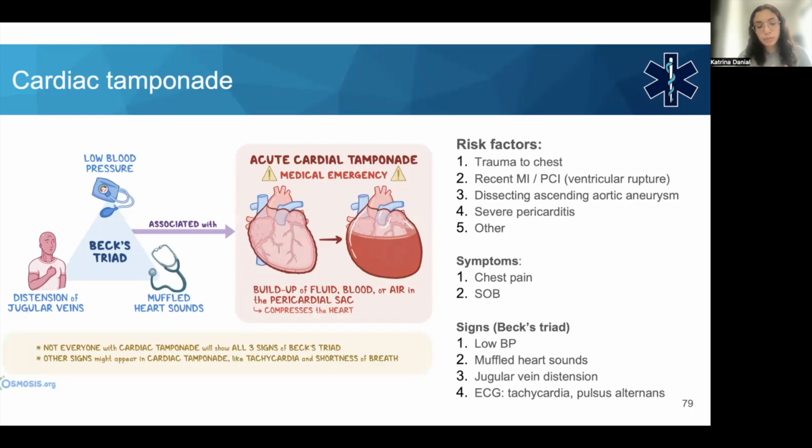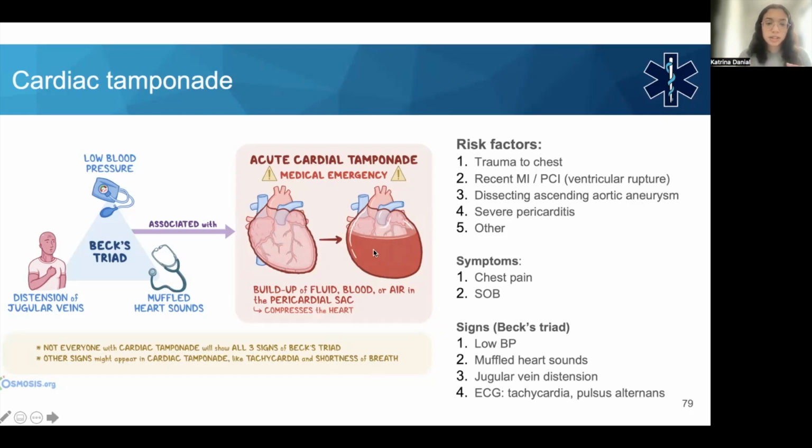So a chest trauma would be a risk factor. If the patient has had a recent heart attack or PCI, and you would know this from your first pathology exam, because one of the complications of a heart attack or a PCI is you have a ventricular rupture. So the ventricle will rupture, and obviously that will cause blood to move from the heart into the pericardial sac, causing cardiac tamponade.